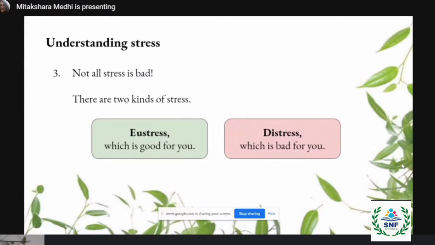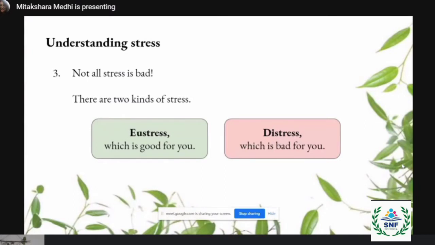For example, if we never had any exams, if we did not have some kind of stress, then we'll never study. I will never study. I'll never go through my materials. However, when this stress becomes too much, it's overwhelming, then it leads to distress. So distress is the stress that is bad for you, that hampers your body.